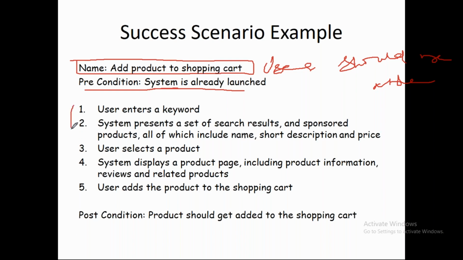And when you talk about the success scenario, these are all the steps that we need to do. In order for the user to add a product to the shopping cart in an online shopping portal, what are all the steps that we should be doing? User enters a keyword and clicks on search.